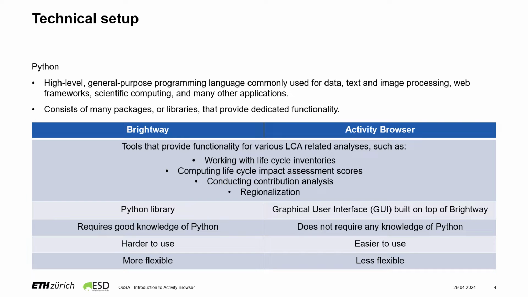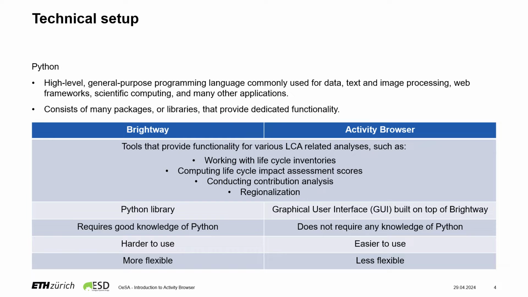So both of these tools provide functionality to run lifecycle assessment computations, such as working with lifecycle inventories, creating new ones, exploring existing ones, then computing lifecycle impact assessment scores, or conducting contribution analysis, regionalizing data sets, doing sensitivity analysis, and so on. So both of them allow such kind of analysis. But Brightway is a Python library, whereas Activity Browser is the graphical user interface.